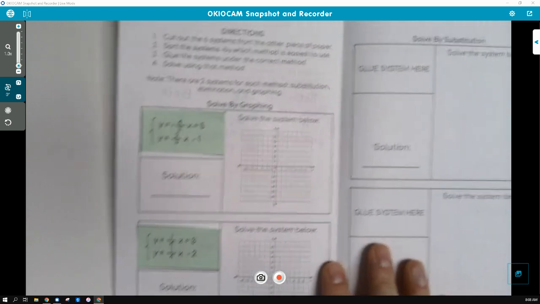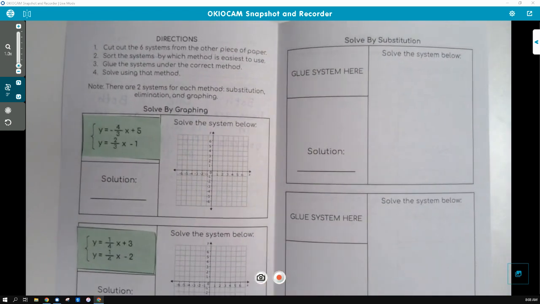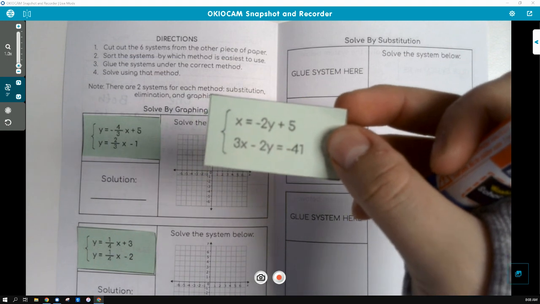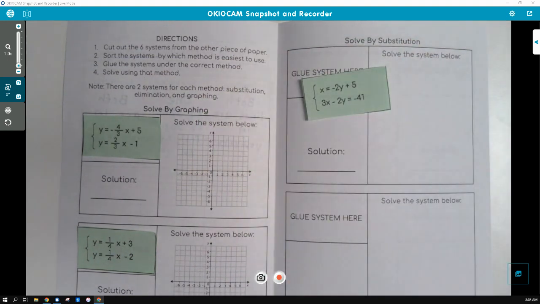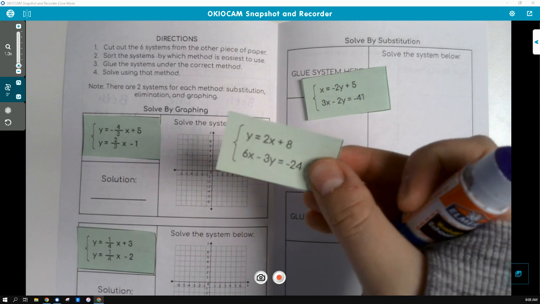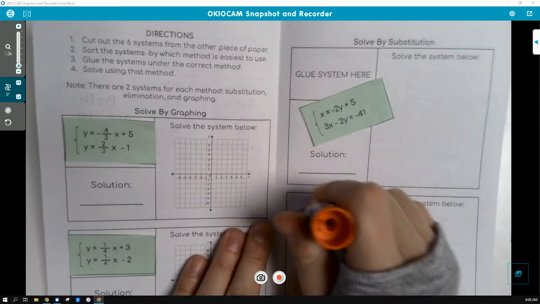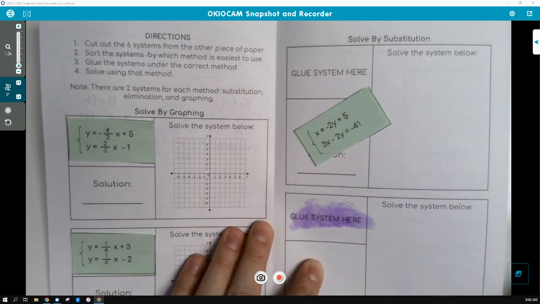Then for the 2 to do by substitution, we're looking for equations that are either x equals or y equals. So we have one system where we have an x equals negative 2y plus 5. We have one system with a y equals 2x plus 8. So those are the two systems that are best to solve by substitution.